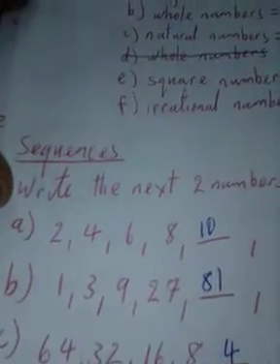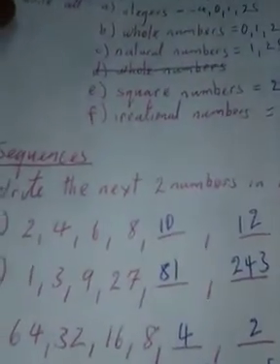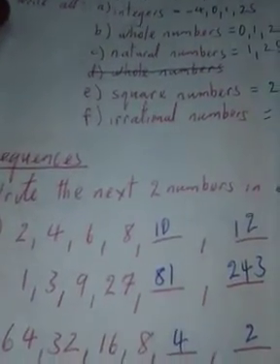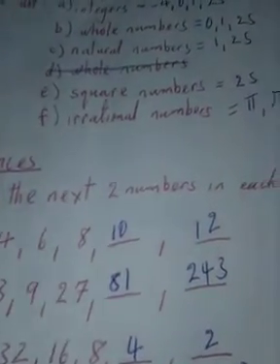Here, I see we are multiplying by 3. I get 1. 1 times 3 is 3. 3 times 3 is 9. 9 times 3 is 27. 27 times 3 is 81. 81 times 3 is equal to 243.